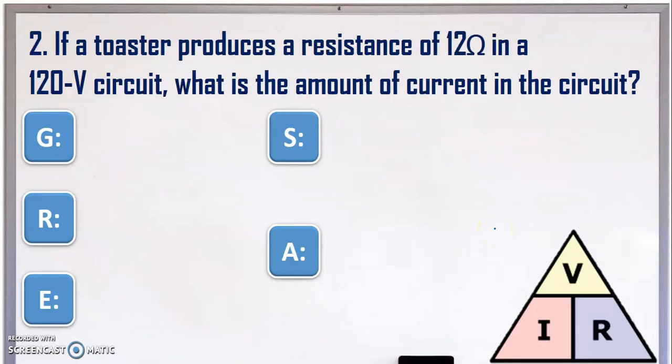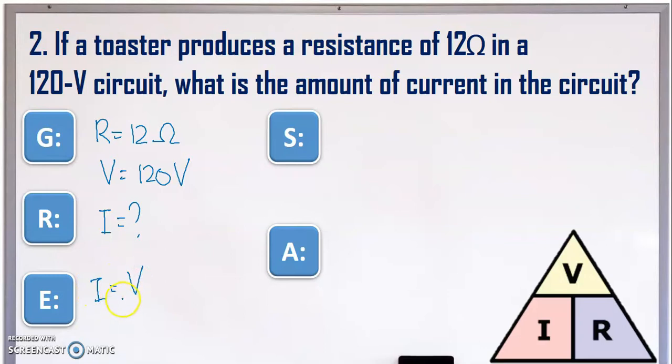Problem number 2. If a toaster produces a resistance of 12 ohms in a 120 volt circuit, what is the amount of current in the circuit? In this problem, the given are resistance which has a value of 12 ohms and voltage which has a value of 120 volts. We are given the resistance and the voltage, which means that we have to look for the current. The equation for the current is I is equal to V divided by R.